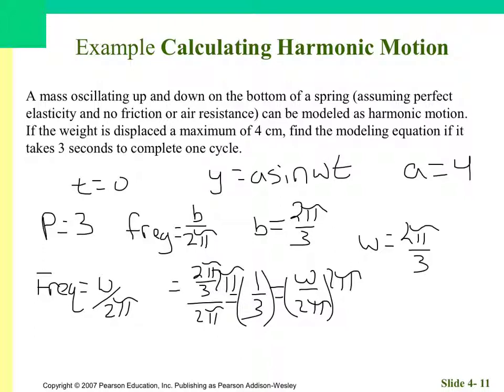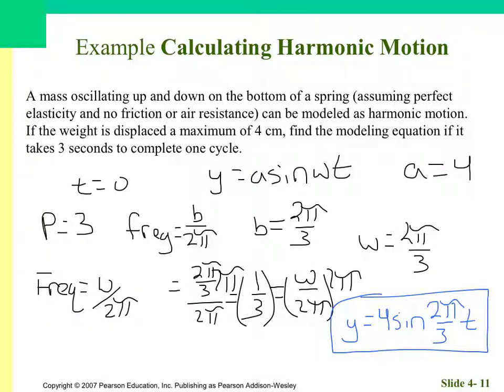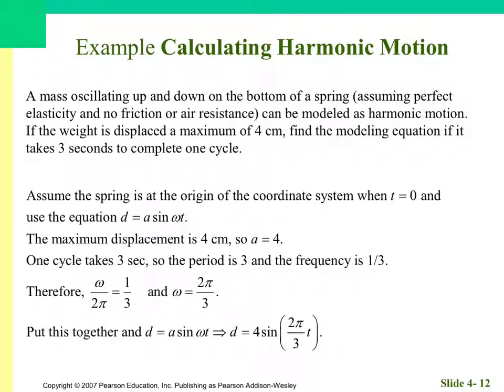So we have y equals 4 times the sine of 2 pi over 3 times t, for time. Okay, let's see. There we go.